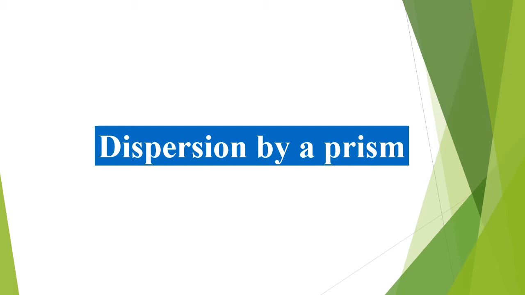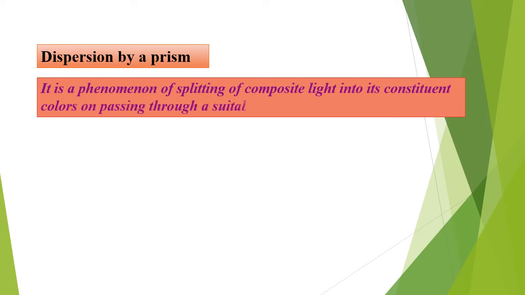Hello students, in these slides I am going to discuss dispersion by a prism. Dispersion by prism. The white light is split into 7 constituent colors when it passes through a suitable medium, which is known as dispersion. And dispersion by prism means we need to consider one prism like this.